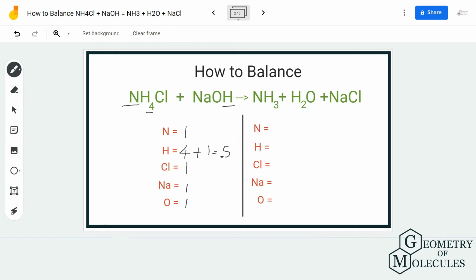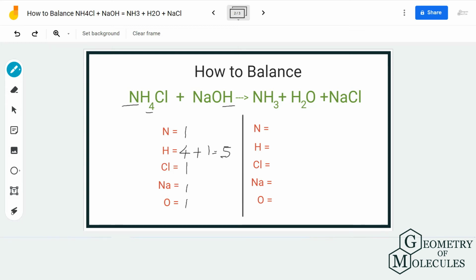Now the tricky part about this equation is that you can often forget about counting this hydrogen in NaOH, and this is what changes the entire equation, and it can mess up your method of balancing the equation. So always remember to count all atoms of hydrogen and oxygen on both the sides, because most of the time students get stuck over here, and this is the reason they are not able to balance the equations properly. So always make sure to count all the number of atoms on both the sides.